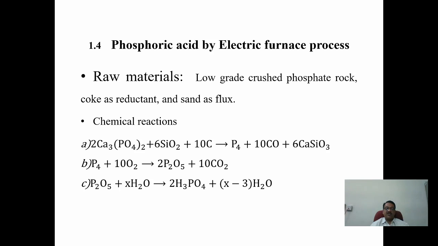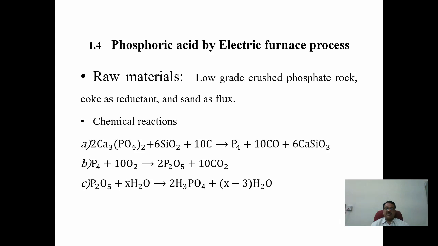The reactions involved here: phosphate rock plus silica as flux and carbon as reducing agent gives phosphorus, that is yellow phosphorus, and carbon monoxide and calcium silicate. This carbon monoxide can be separated, scrubbed, and used as a fuel because carbon monoxide is combustible.